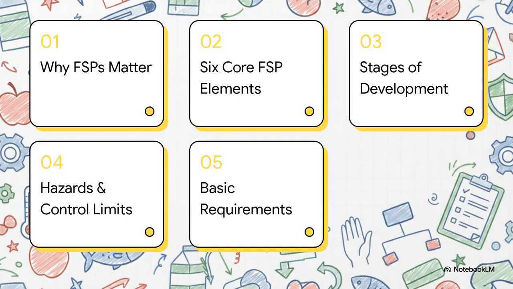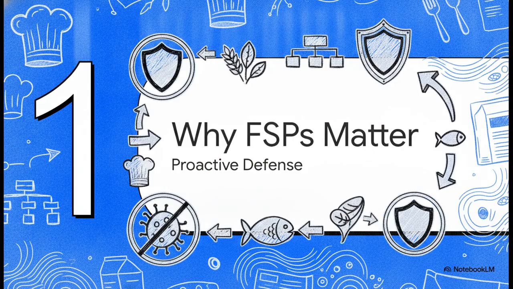So here is our game plan for today. We're going to look at why FSPs matter, list the 6 core FSP elements, enumerate the stages of development, really understand hazards and control limits, and finally, assess the basic requirements you need for a solid foundation. First up, Section 1. Why FSPs matter and building that proactive defense.